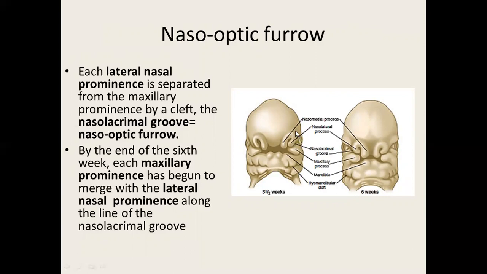If you remember, all these prominences are lined by ectoderm, so the approaching parts are also ectodermally lined. By the end of the 6th week, each maxillary prominence will start to merge with the lateral nasal prominence along this nasolacrimal groove, and this is also ectodermally lined. Over here in part B, around the 6th week, a clear-cut nasolacrimal groove or duct or furrow has been formed.